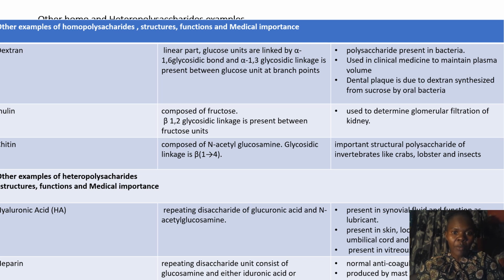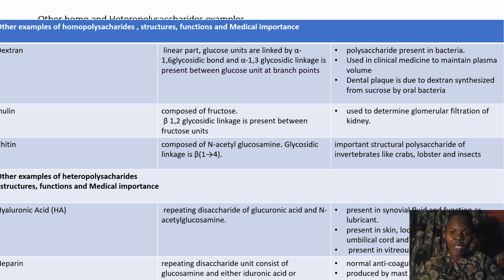Chitin is composed of N-acetylglucosamine. Glucosamine tells you that as much as there is an amine group, it is glucose. The glycosidic bond is beta 1,4. It is a structural polysaccharide in invertebrates, for example lobsters, crabs, as well as insects.